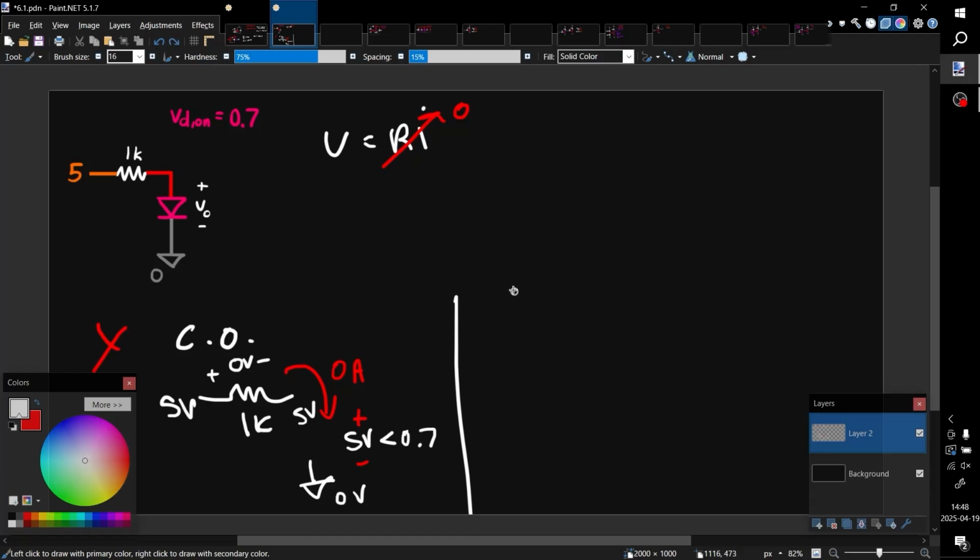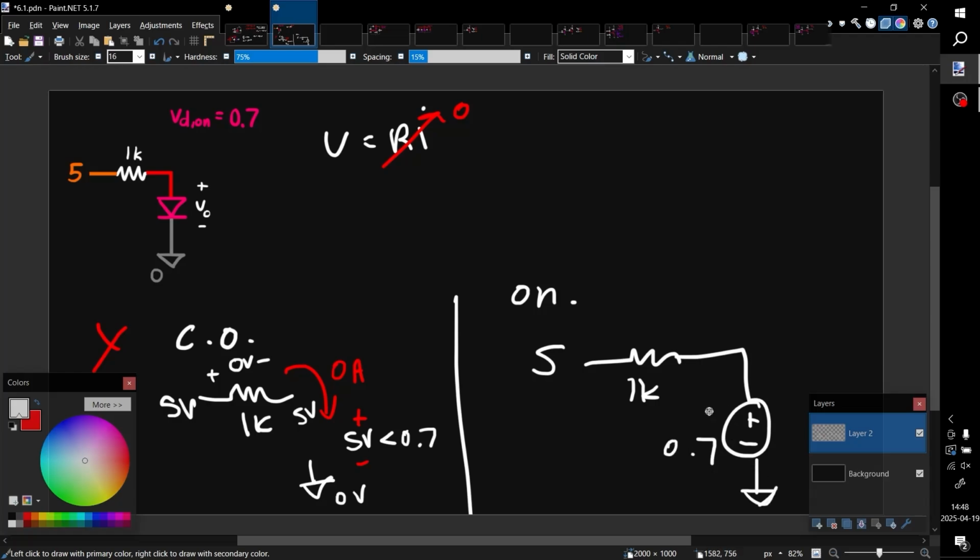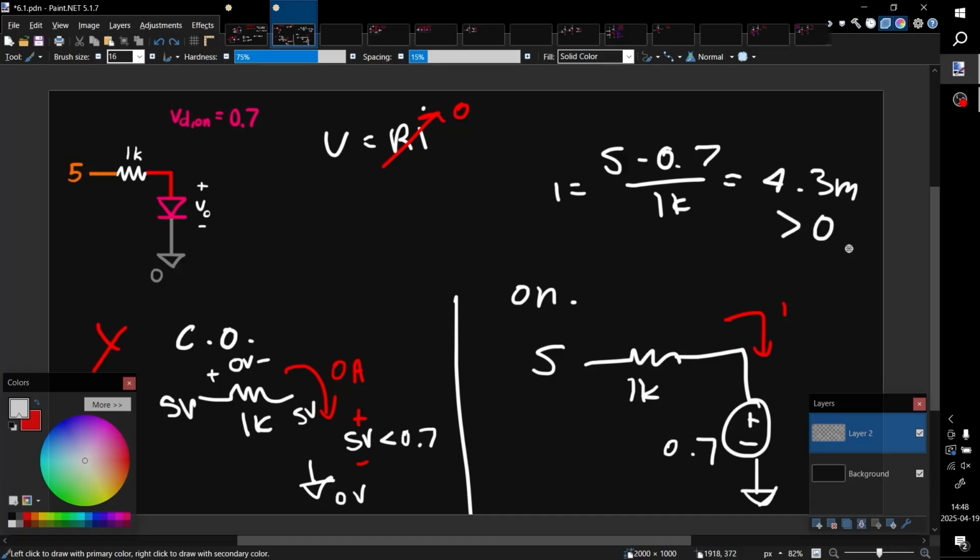And now we are going to restart and assume that our diode is operating. So we just write down our model again. That's 5, 1K. I'm gonna replace this with 0.7. Now to validate if it's on, we just check its current. This is gonna be, by Ohm's law again, 5 minus 0.7 over 1K, that's gonna be 4.3, and then this K will make this milliamperes. Now this is obviously greater than 0. So it's a positive current, which means that on is allowed.